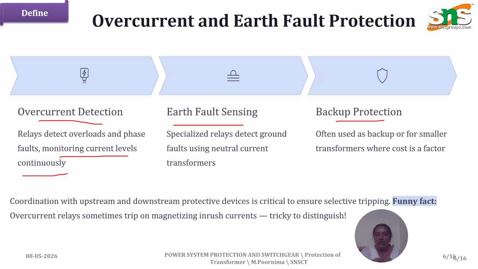And for earth fault, the sophisticated relay detects ground faults using a neutral current transformer. Backup protection is often used as a backup or for smaller transformers, which is cost-effective. And coordinating with the upstream and downstream protecting devices is critical to ensure selective tripping.